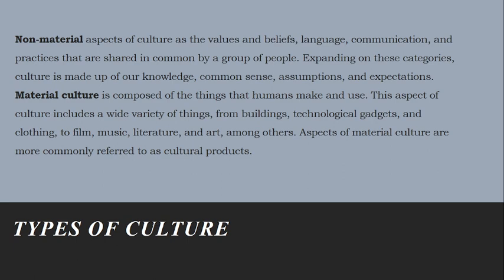If we talk about the non-material things, sociologists define the non-material aspects of culture as the values, beliefs, language, communication, and practices that are shared in common by a group of people. Expanding on these categories, culture is made up of our knowledge, common sense, assumptions, and expectations. It is also the rules, norms, laws, and morals that govern society. It is the words we use as well as how we speak and write them, what sociologists call discourse, and the symbols we use to express meanings, ideas, and concepts, like traffic signs, emojis, or our greeting sign like salam.